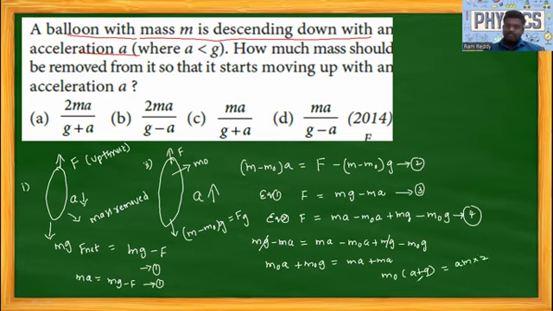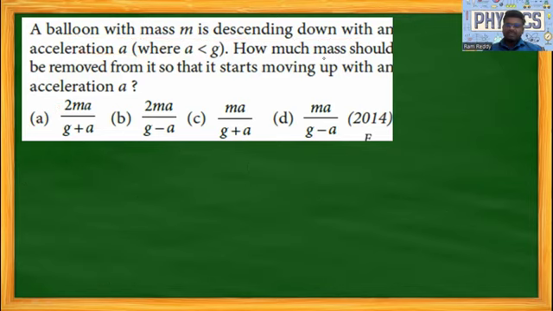What we need to find? m naught. Then m naught is equal to 2ma by g plus a. So that is our answer. Okay, clear? Very simple. Basics, if you know, means we can solve easily. Clear? Okay. The next, another question.